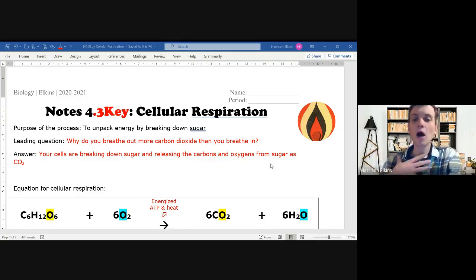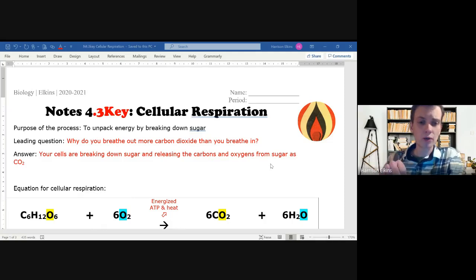Why do you breathe out more carbon dioxide than you breathe in? When I'm breathing right now, there's like 4% carbon dioxide that's coming out of my breath. When I breathe in, there's only like 0.04% carbon dioxide that's coming in. So I'm breathing out a lot of carbon dioxide. Well, where is that carbon dioxide coming from? Most people know that I'm breathing out carbon dioxide.